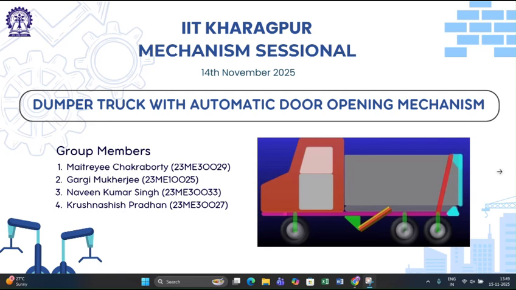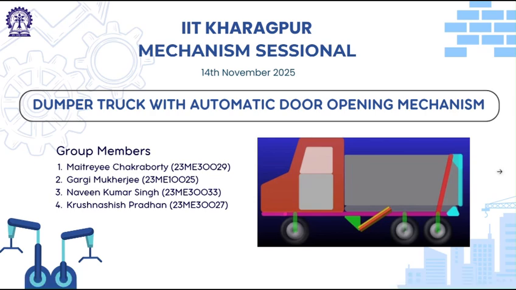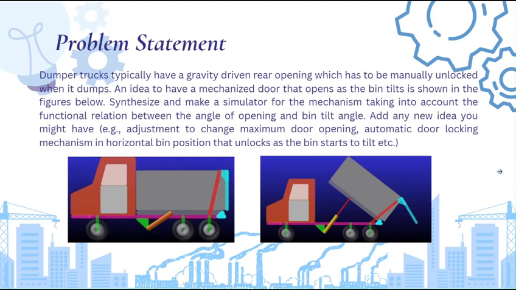We are presenting our project Dumper Truck with Automatic Door Opening Mechanism for the IIT Kharagpur Mechanism Sessional course. The problem we addressed is that conventional dumper trucks use a gravity driven rear door which must be manually unlocked before dumping. This is inconvenient and unsafe. Our objective was to design a mechanism that automatically opens the rear door as the bin tilts without manual intervention.